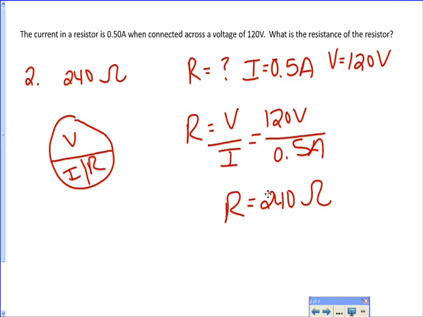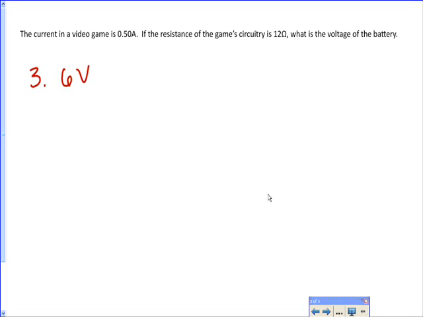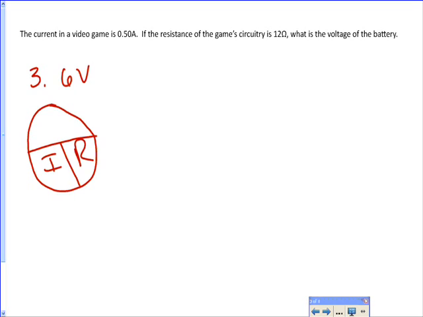Now let's look at number 3. Number 3, let's go ahead and draw our circle. Again, just so that we can have it and look at it. The current in a video game is 0.5 amps. If the resistance of the game's circuitry is 12 ohms, what is the voltage of the battery? It said, what is the voltage? So that's our question mark.